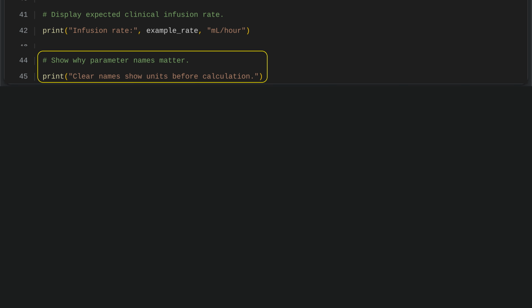The message emphasizes that function parameters should have clear, meaningful names. Including units and parameter names helps show what the function expects before calculations begin, which improves readability and helps prevent mistakes.